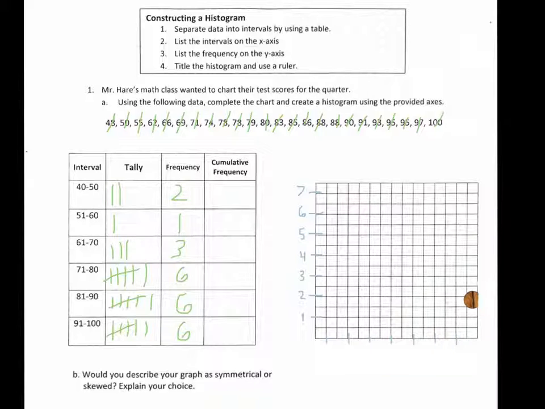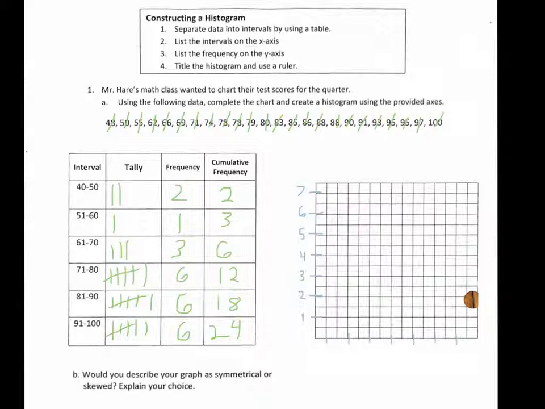Now for our cumulative frequency, that's just adding them up. So we're going to have 2 to start, then we add the next one on, we get 3. 3 and 3 is 6, 12, 18, and then 24.